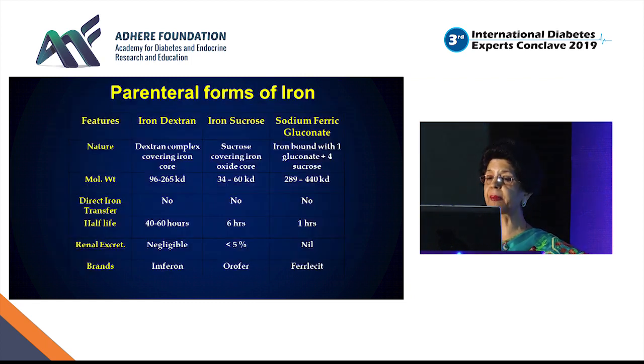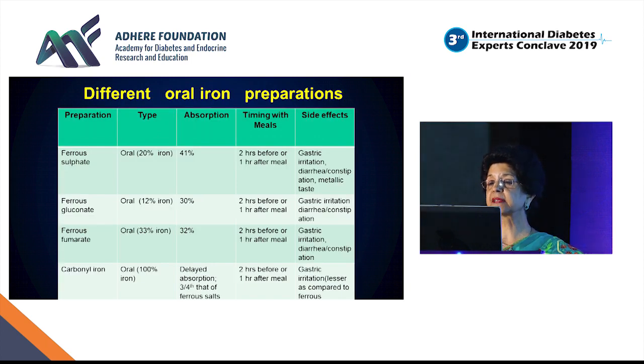So these are some of the parenteral forms of iron, whether it's iron dextran, iron sucrose, or sodium ferric gluconate. There are subtle differences in the nature, molecular weight, iron transfer, the half-life, renal excretion amongst all the three. As far as different oral iron preparations are concerned, again, I've listed them. The absorptions vary, the timing from meals is similar for all, and the side effects are basically uniform for all of them.